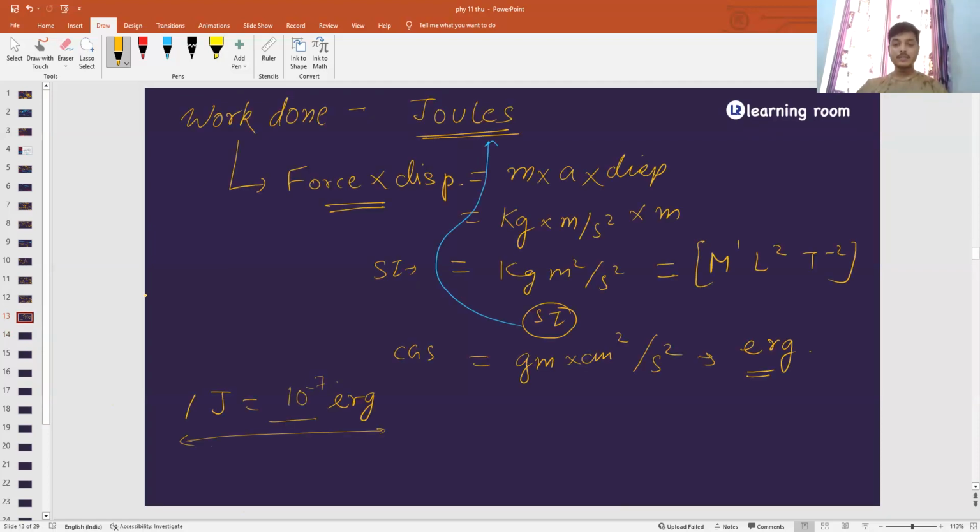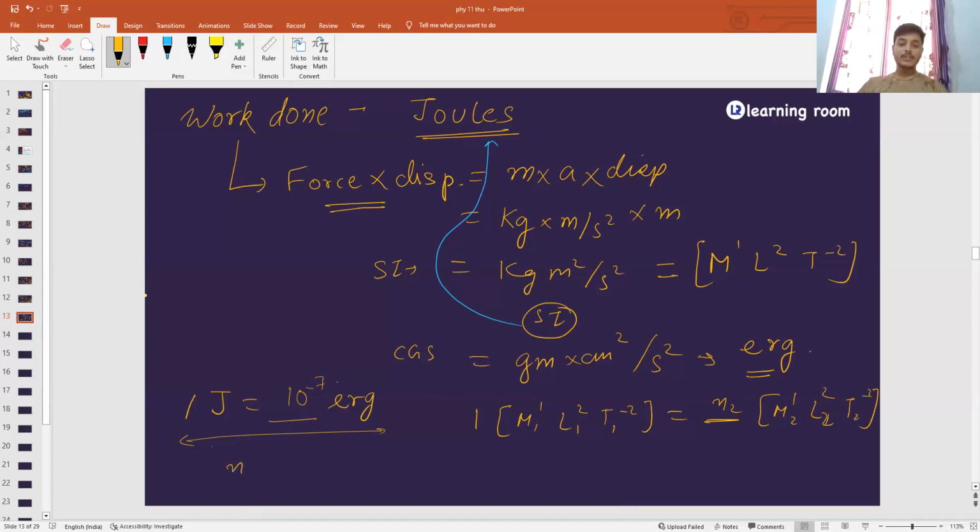Right. How is it to be done? What you have to do is write the dimensions. 1 into M1 to the power 1, L1 to the power 2, T1 to the power -2. Those who have not done, please listen here. This value I don't know. M2 to the power 1, same dimensions it will be, L2 to the power 2, T2 to the power -2.